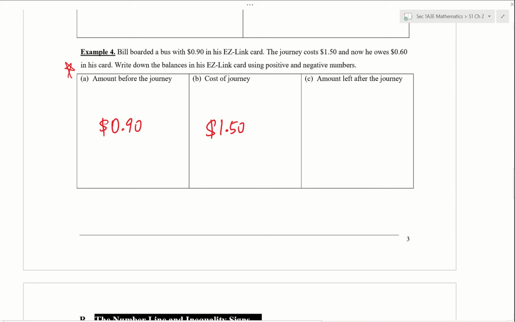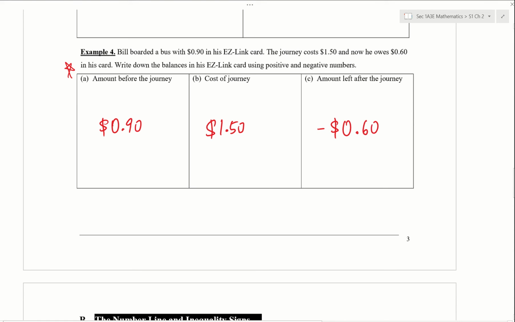Not enough money. Hey, have you ever tried this before? You tried taking a bus with insufficient money. Then what will happen? Did the bus driver say get out of the bus? Did anybody's EZ-Link card get rejected before? Anybody? I think quite rare, right? They allow you to go below 0. That means you owe them some money lah, right? So in this case, this person owes how much? He owes 60 cents.